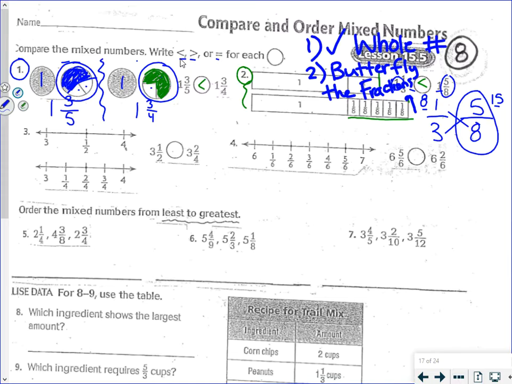So let's use the number line on this one. You guys can do that one. Try number 3 out by yourself. Pause the video.